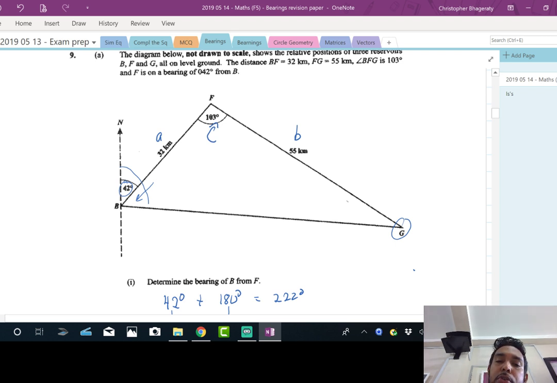Well, we could draw a north line and extend, and you could get your F angles here and here. But then you have to find the angle on the outside here. All we really have to find is the angle on the inside of the triangle and then add it to 42. Remember, we just found this side as 69.6 kilometers.